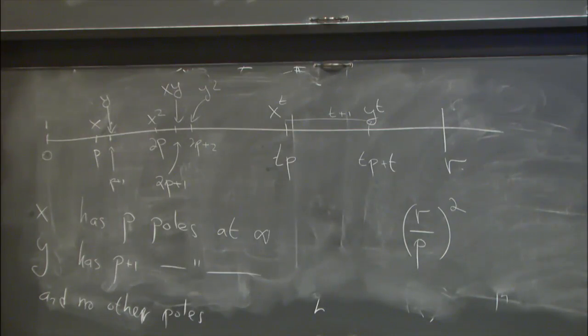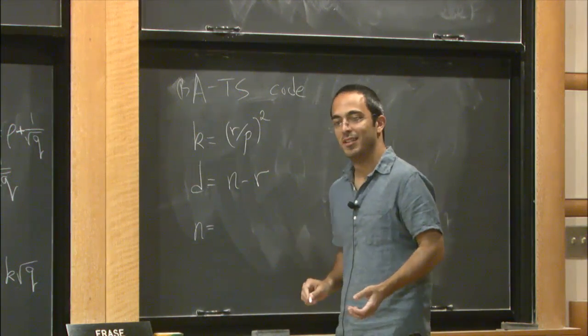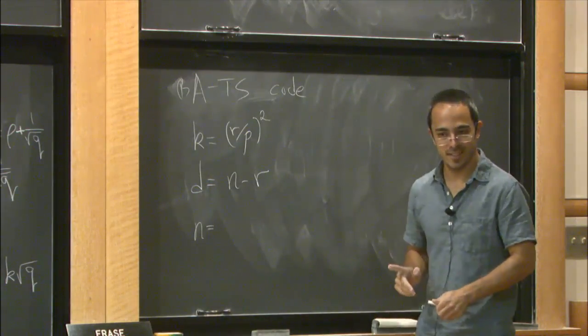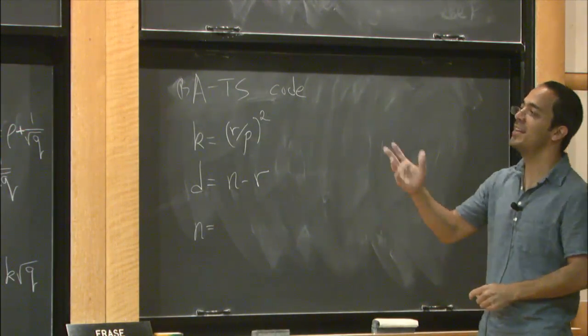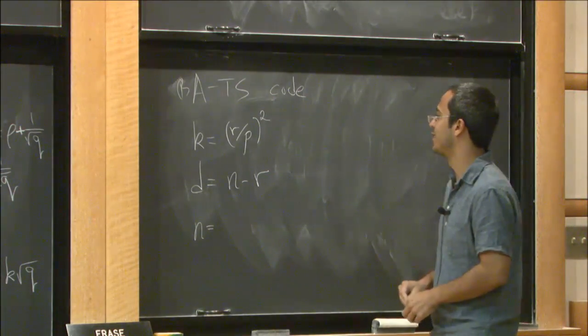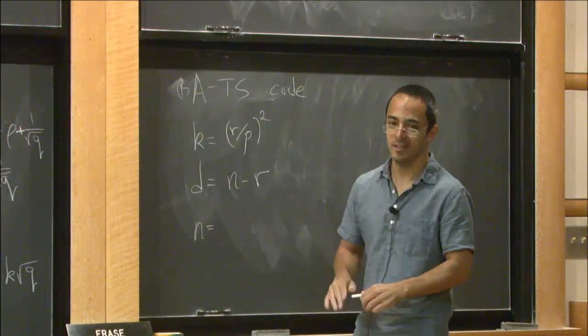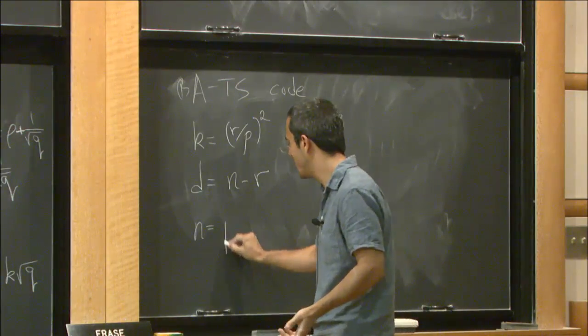And what n is? It's the number of points on the curve. Exactly. So we need to figure that out. So how many solutions do you have to y^p plus y? So the trace equals 0. And it's kind of a... I'll just tell you it's p cubed.